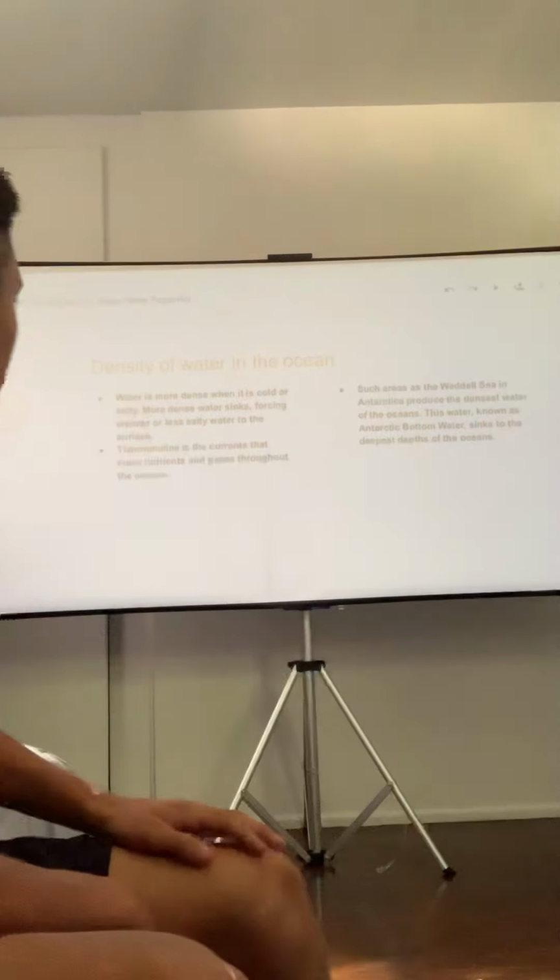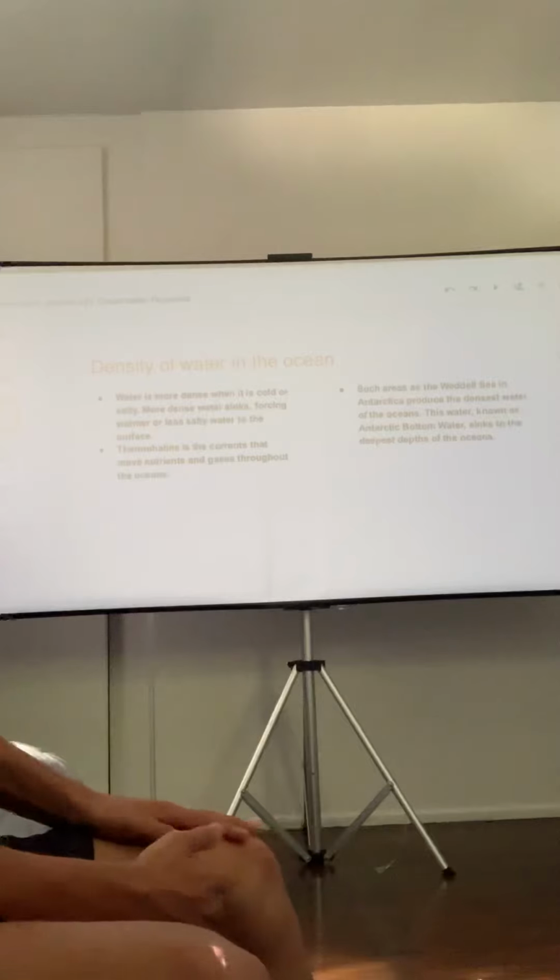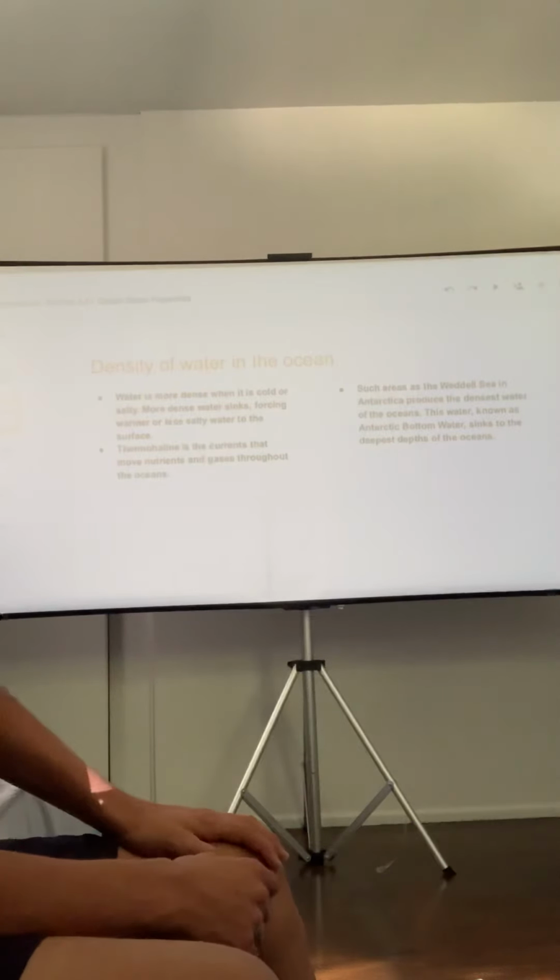So if I go to the next slide, I'm going to be talking about the density of water in the ocean. For the first bullet point, it's talking about how water is more dense when it is cold or salty. More dense water sinks, forcing warmer or less salty water to the surface.